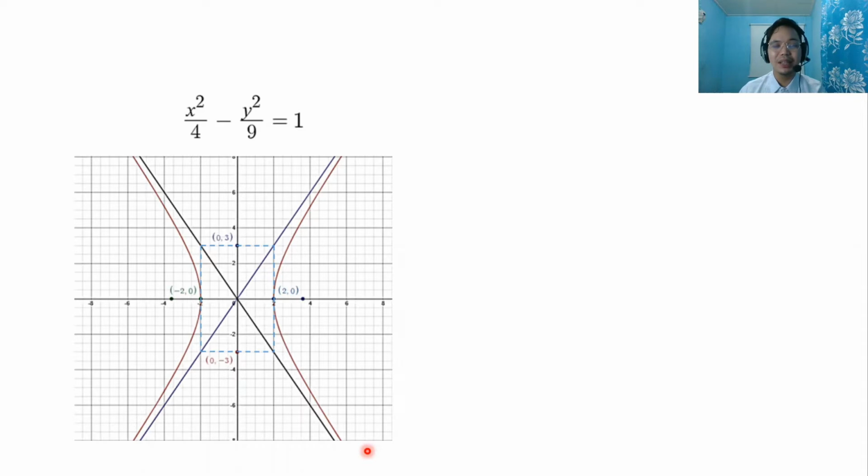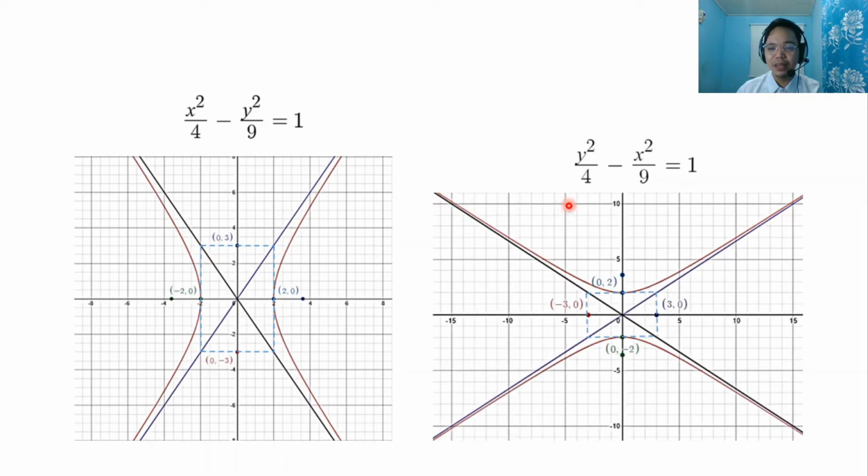So paano naman pag nagkabaliktad ang x at y? Yung y naman ang positive, yung x naman ang negative. So ganito yung magiging equation natin, and the graph will be like this.